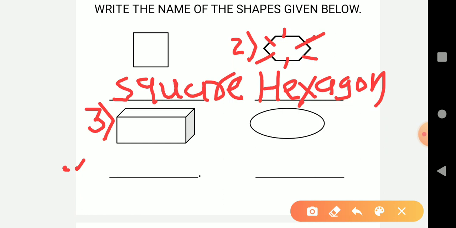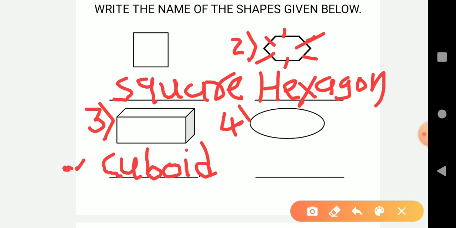which shape is this? Yes, it looks like a brick. So what is the shape of a brick? Yes, very good. So what is the spelling of cuboid? Yes, C U B O I D. The spelling of cuboid is C U B O I D.